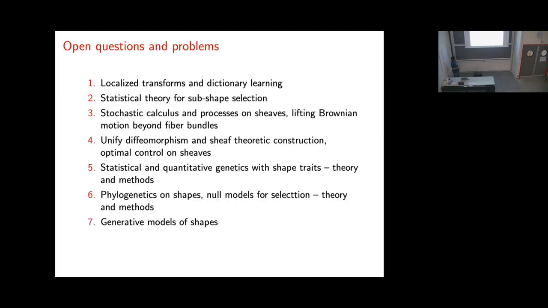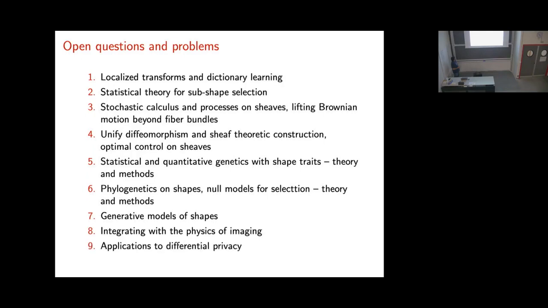There's still a lot to do. We'll ignore that for now. We're doing notions of dictionary learning. Right now we're sweeping through the whole shape. But let's say you only think parts of the shape are preserved. Then you can think about localizing the transform and doing something there. I gave you an algorithm. It might be nice to have a theory here.